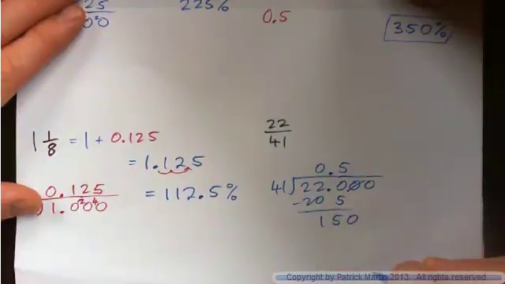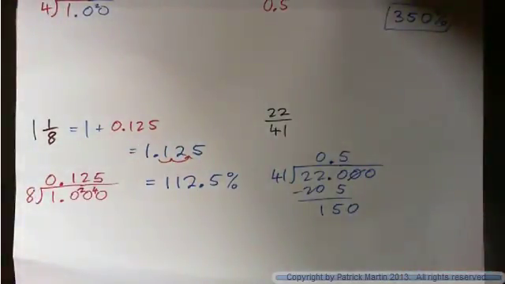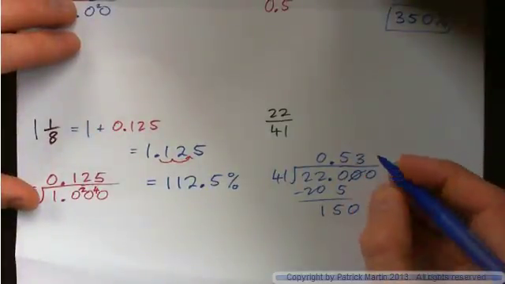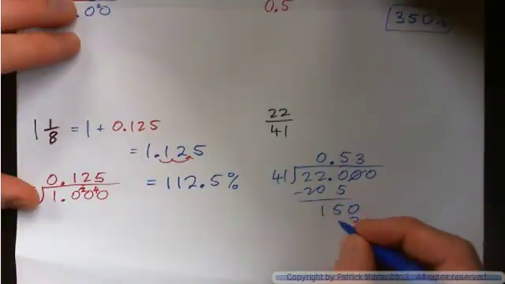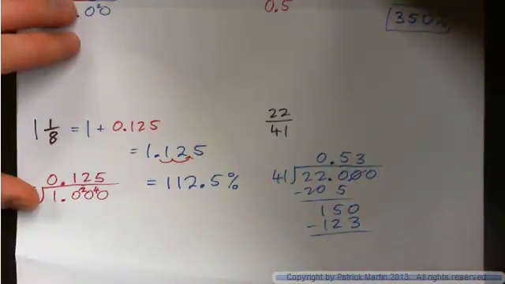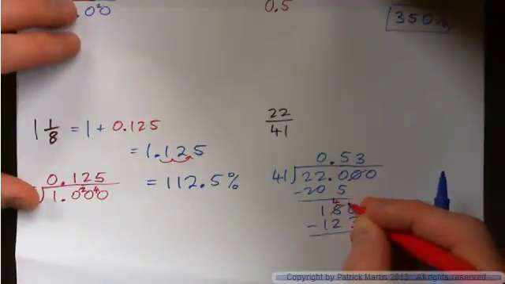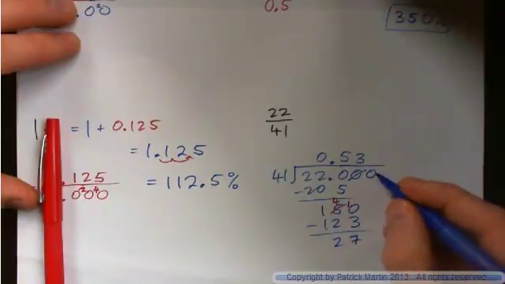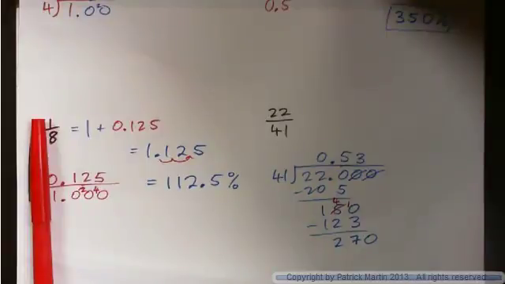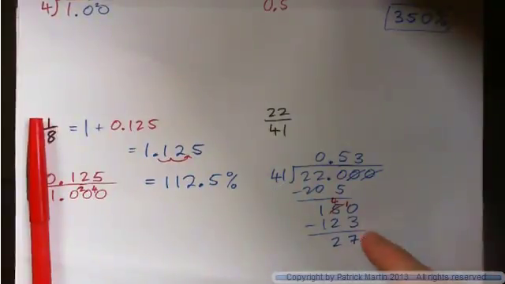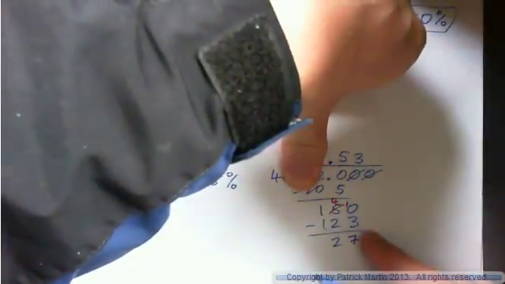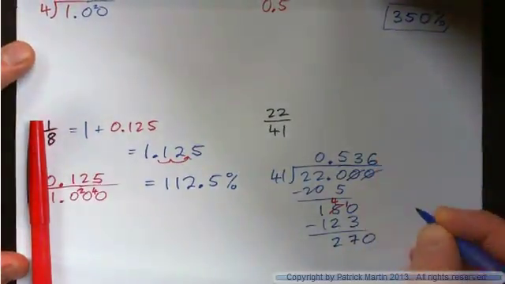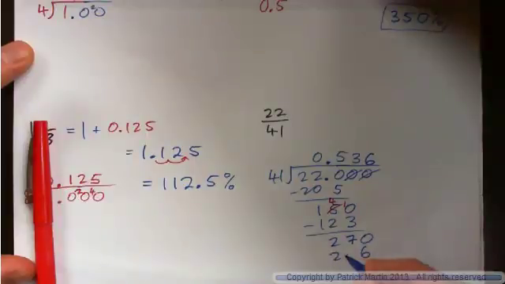41 into 140. Let's see, 3 4s is 12, right? 4 4s is 16. So I'm going to try 3 times. 3 1s is 3. 3 4s is 12. Now subtract. Turn this into a 4. Carry 1 over here. 10 minus 3 is 7. 4 minus 2 is 2. Okay, and bring this 0 down. 41 into 270. Let's see. Well, 5 fours is 20. 6 fours is 24. 7 fours is 28. Now I have basically 27. It's kind of like 4 into 27, right? So I'm going to guess 6 times. 6 ones is 6. 6 fours, 24. Now subtract.